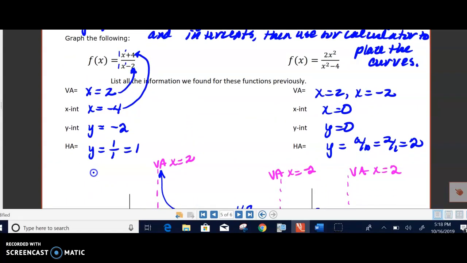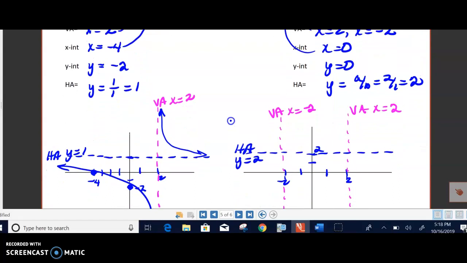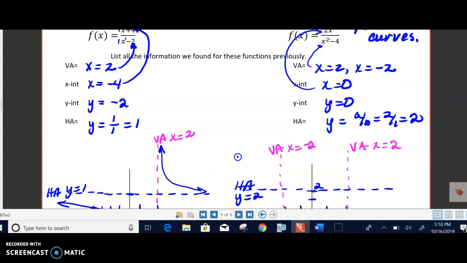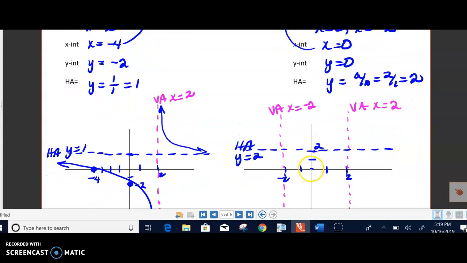So for the next one, the vertical asymptotes were 2 and -2. We found those from the denominator. What made the denominator 0? The x-intercept came from what made the numerator 0. For the y-intercept, we put zeros in every place for x. And the horizontal asymptote, since the degree at the top was equal to the degree at the bottom, was 2 over 1, which is 2. Now, I've marked those asymptotes, positive 2, negative 2 for the vertical, and 2 for the horizontal, and the x and y intercept is here at 0, 0.